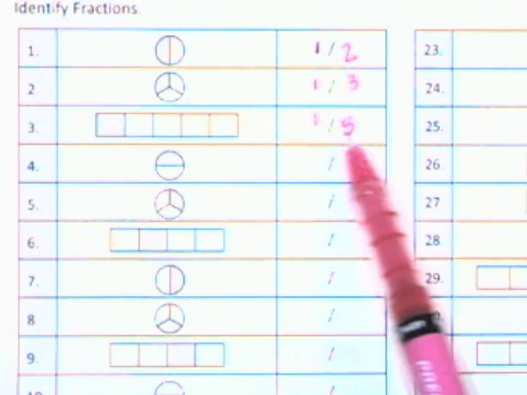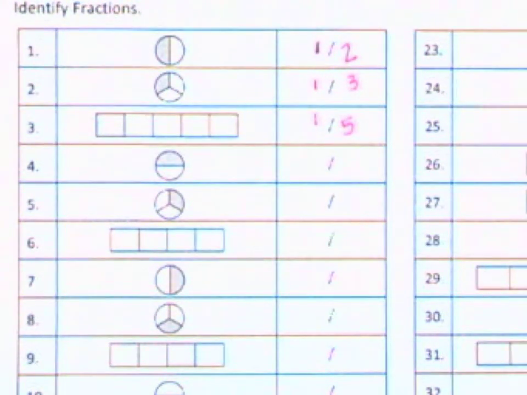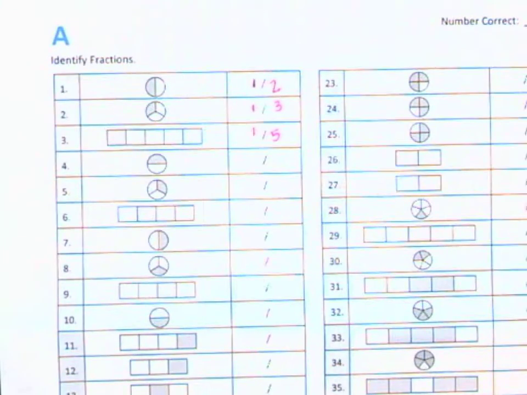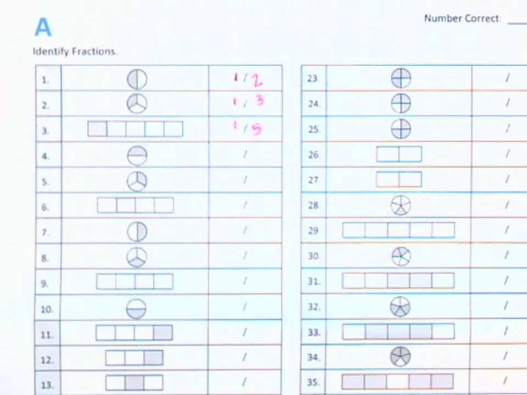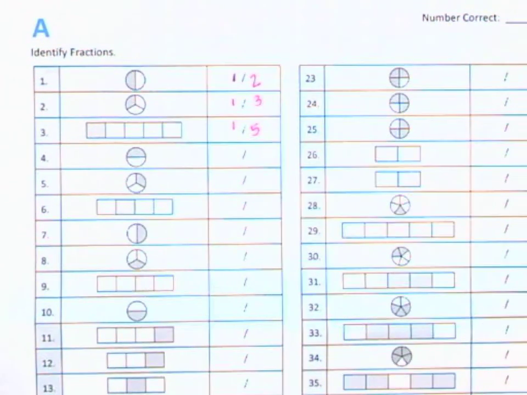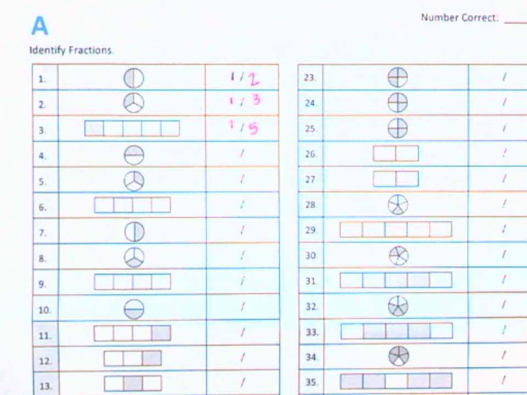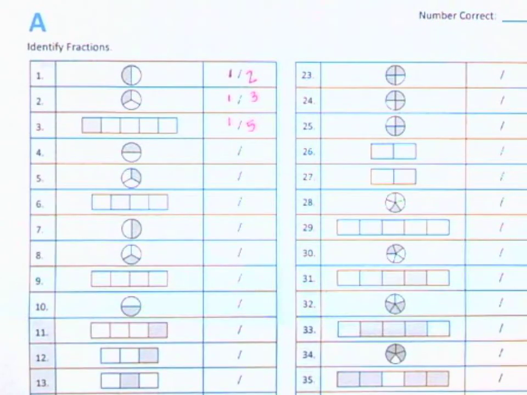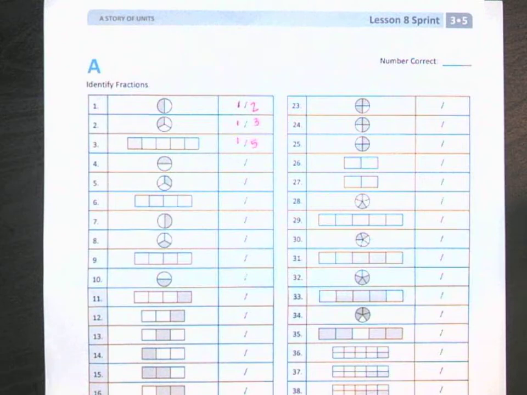That's 1/5. So what you're going to do, you're going to set a timer either on your phone or on your computer. You can Google a timer or go on YouTube and find a timer for 2 minutes. 2 minutes only. Be honest with yourself and complete as many as you can. Even when the timer goes off, make sure you go back and complete them, and take your time and check your work. Make sure that you're practicing reading fractions correctly. That's the only way you'll get better, is to practice.